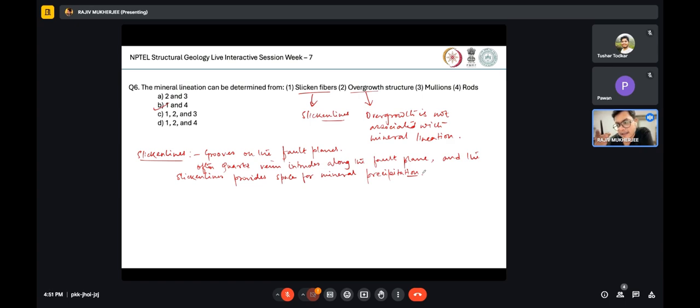Because of their non-penetrative nature, these quartz veins are restricted to the fault plane itself. I went to the Malanjkhand copper mines for my industrial research, and I saw that most of the copper they extract from the quartz veins is along the fault planes, right? And those slickenlines are very scale dependent.